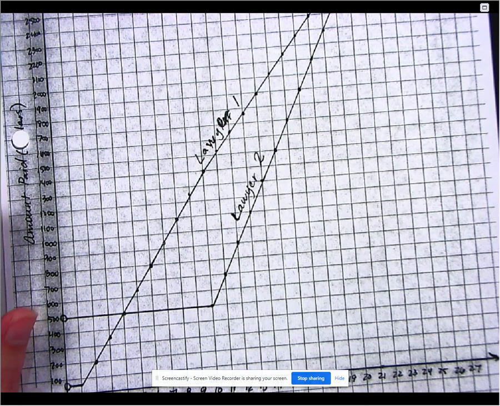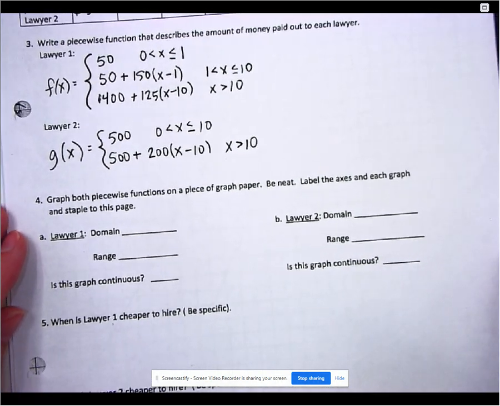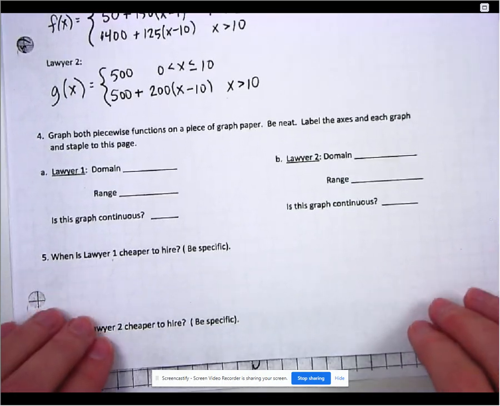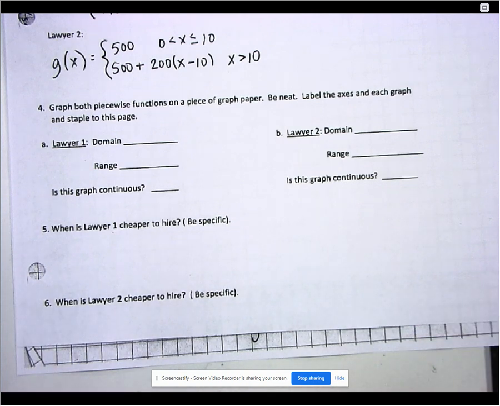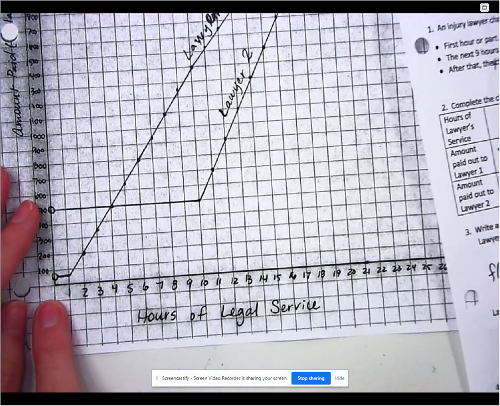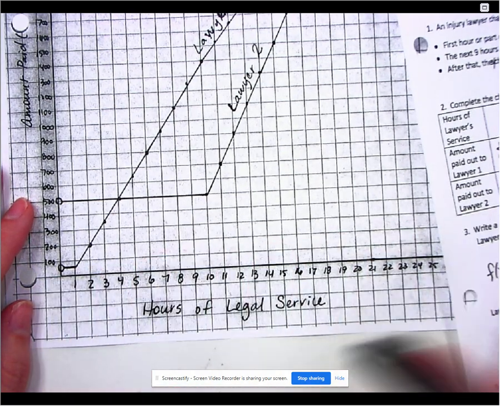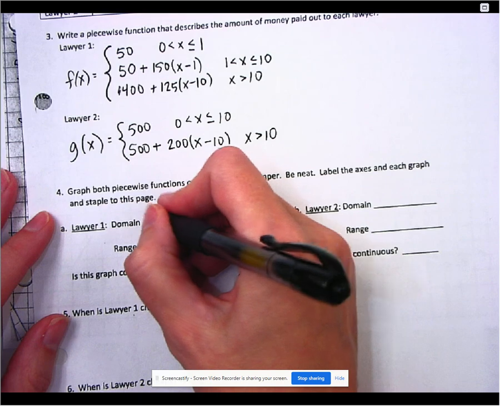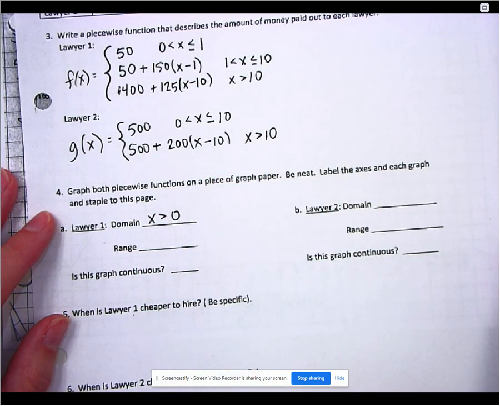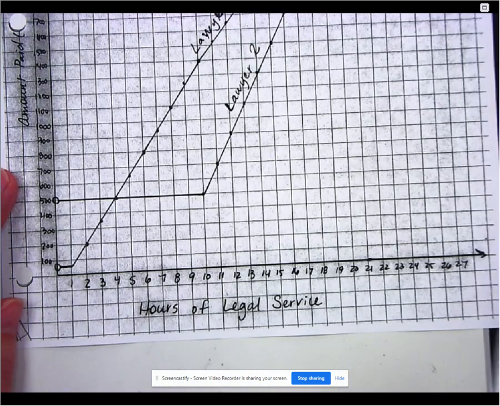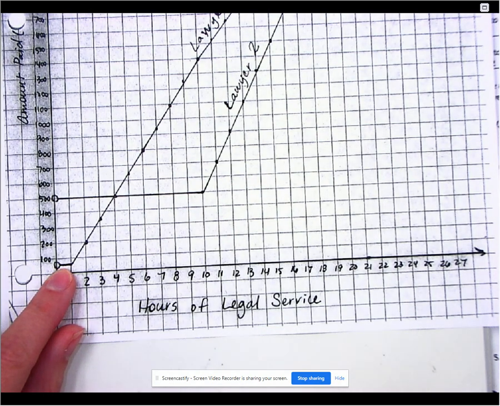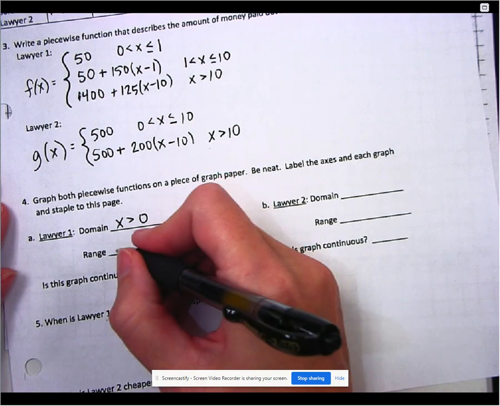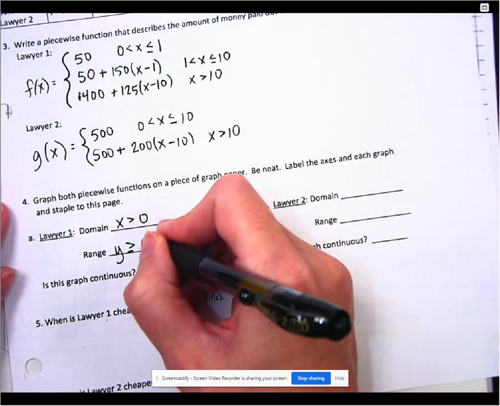All right, so let's go back to the sheet. So you'll staple your graph to your assignment. And then we're going to give the domain of lawyer 1. So the domain, it represents all the x values where the function is defined. So we start at 0 hours. We don't include 0 because that doesn't make sense. And then the hours just get bigger and bigger. So x would be greater than 0 for your domain. The range, we're talking about y's. So we start at the bottom. The very lowest y value that you could have for lawyer 1 is $50. So y be greater than or equal to $50.